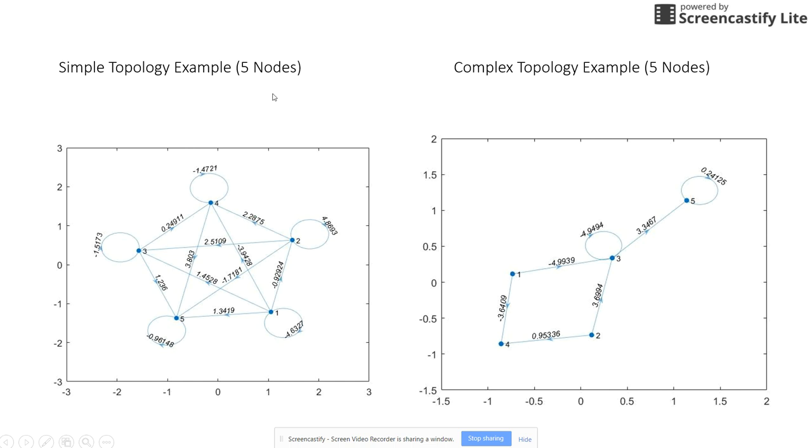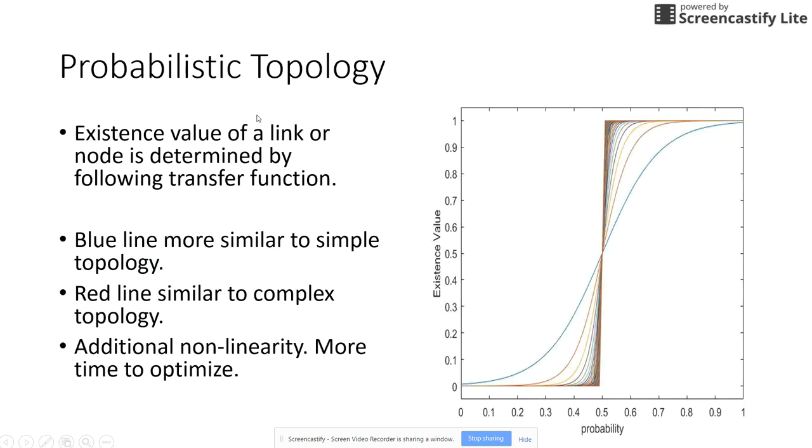This is an example of simple topology where all possible connections are present. And then this is a complex topology. Both consist of 5 nodes, but you can see there are a lot of links that are not present. This is because the topology is also optimized in this case. Probabilistic topology is somewhere in between the simple topology and the complex topology.